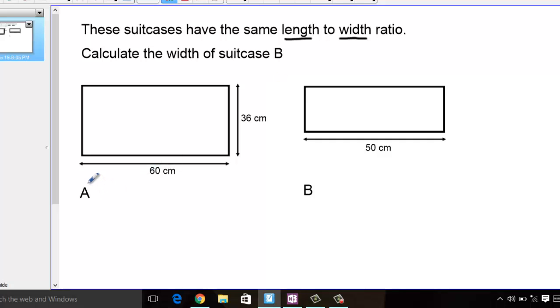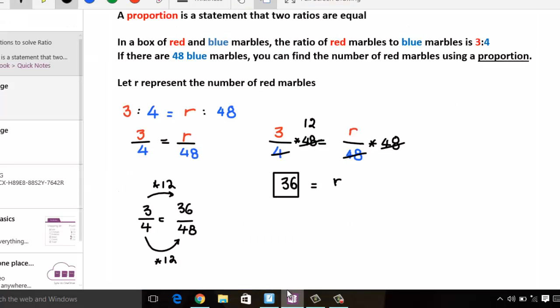So let's see the suitcase A. The suitcase A has length 60 centimeters and width 36 centimeters. But for B, I have the length 50 centimeters, but the width is unknown. So how can I find the width of the suitcase B if I don't have any information except the length? We are saying from the beginning the length to width ratio between the two suitcases is the same. So I can use the proportion in this case.